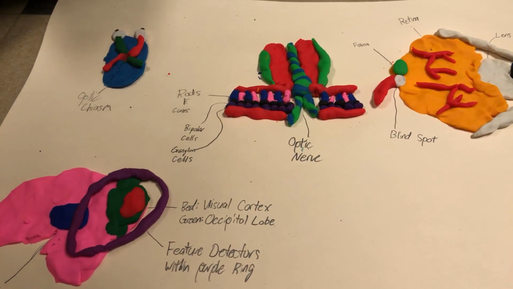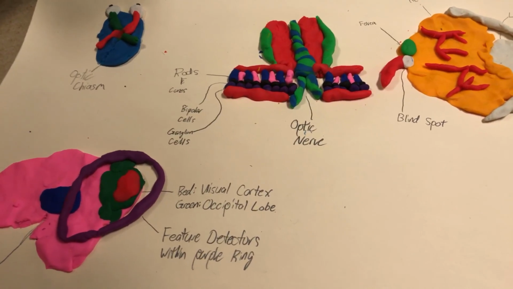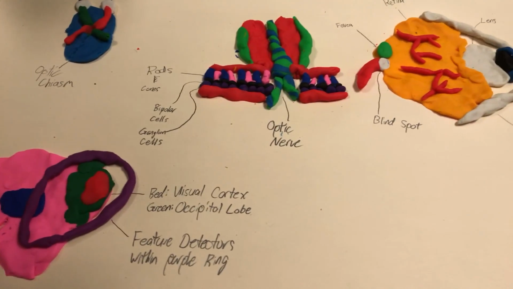And then there's the opponent process theory that states that opposing processes in the retina, such as red and green, black and white, are what enable our vision of color.